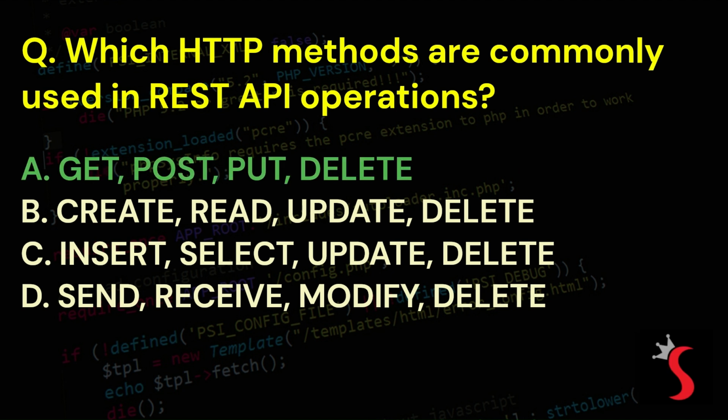And correct answer is option A. Get, post, put, delete. HTTP methods such as get, post, put, patch, and delete are used in RESTful API development to specify the type of action being performed on a resource. RESTful HTTP methods are an essential component of developing web APIs in the REST architectural style.